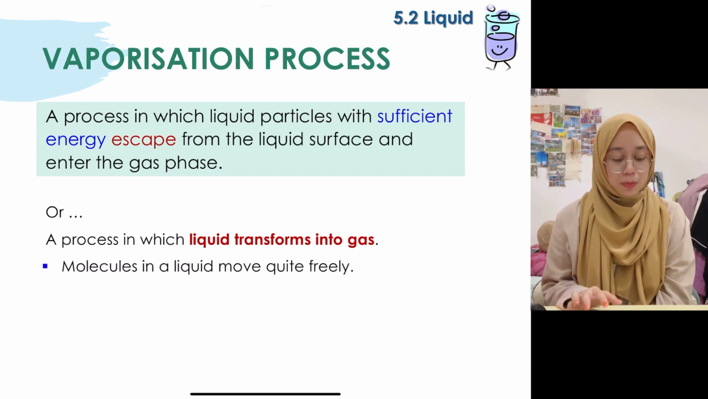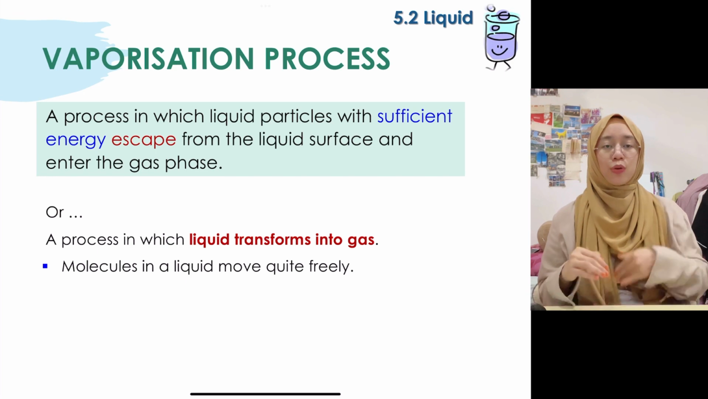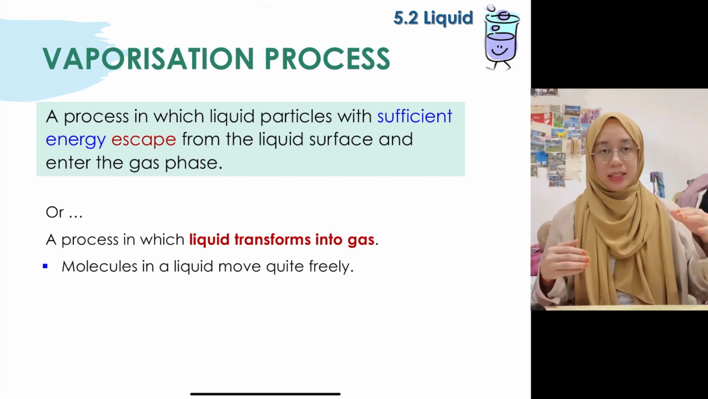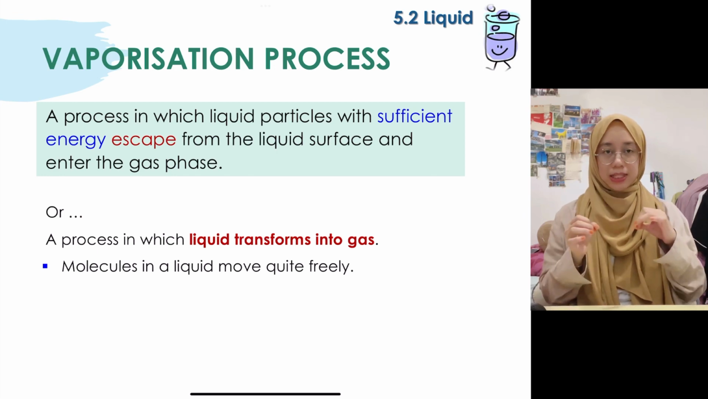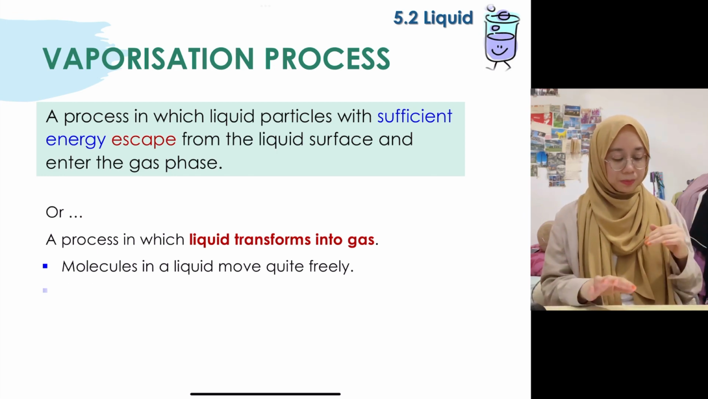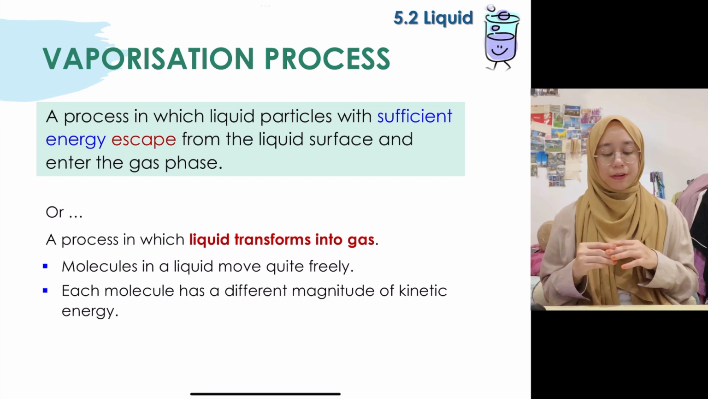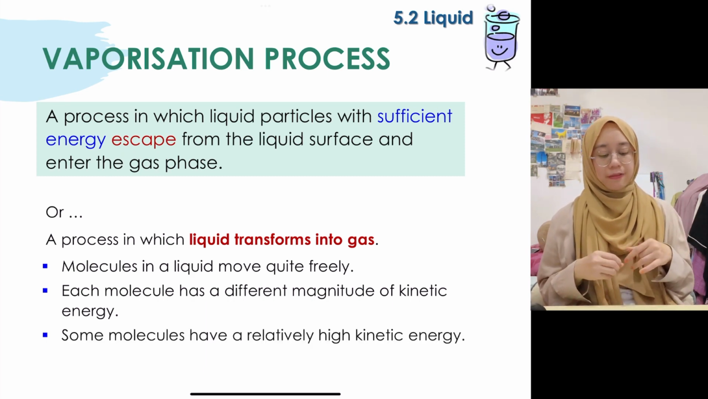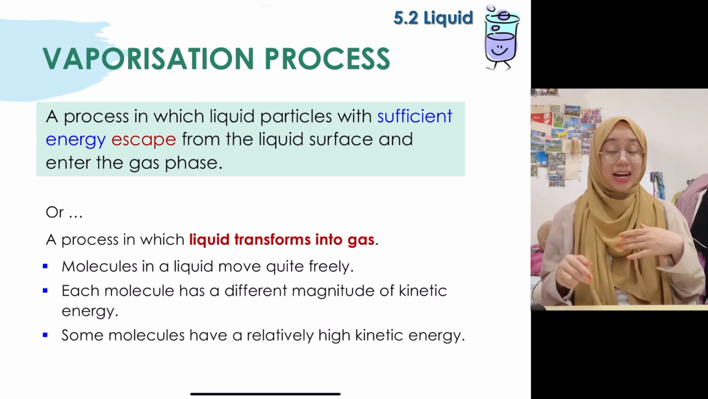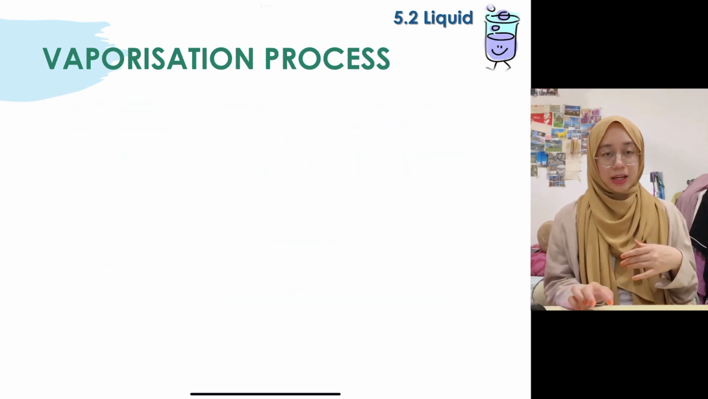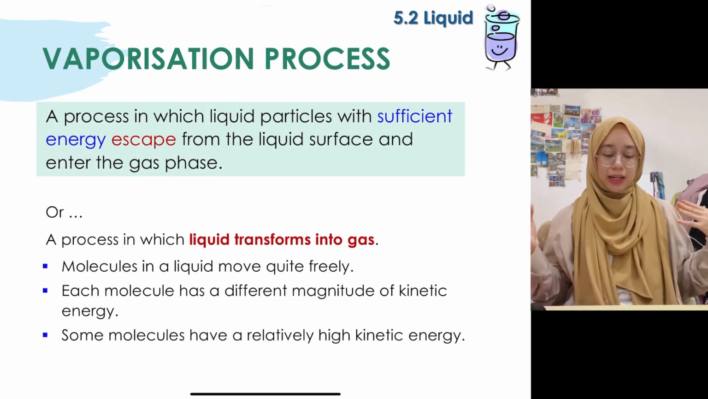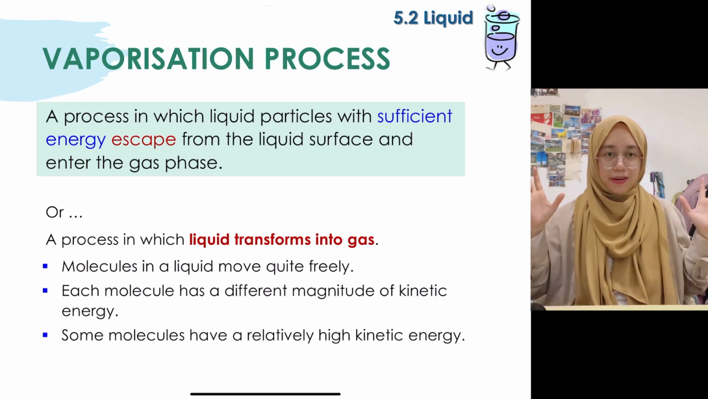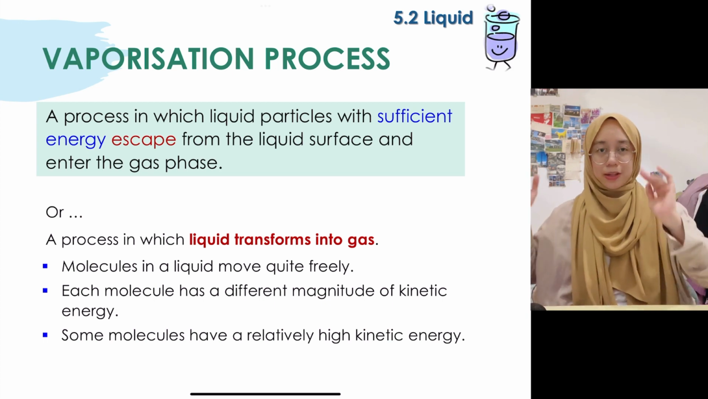So what happened is the molecules in a liquid, they move quite freely, not as freely as a gas, but they still have tiny bits of spaces, right? So they can still move around. Okay, so each molecule has a different magnitude of kinetic energy. So if the molecules have a relatively high kinetic energy, nanti dia akan transform pergi gas lah. Okay, because anything with a very high kinetic energy itu adalah gas particle kan.